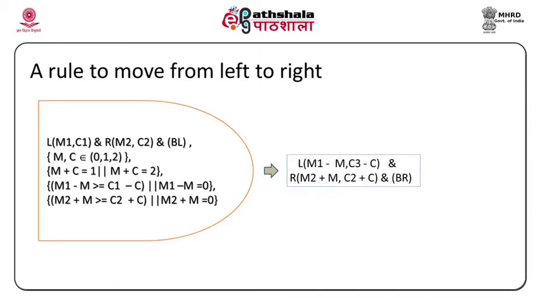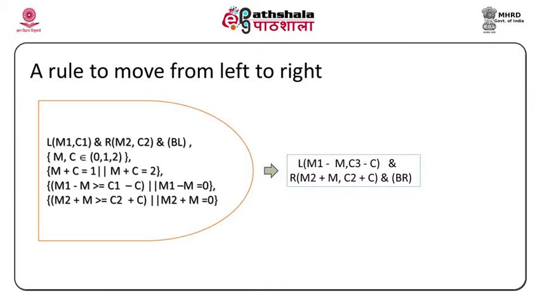Okay. Now, the next one, what is it about? Now, this is very similar to what we have seen before. The number of missionaries on the left hand side must be greater than the number of cannibals on the left hand side, or the number of missionaries is 0. So, we had M1 before, now we are subtracting M, and the number of cannibals also is reduced. What does that mean? That means that now we have M1 minus M missionaries on the left side, C1 minus C cannibals on the left hand side, and that must fulfill this condition.